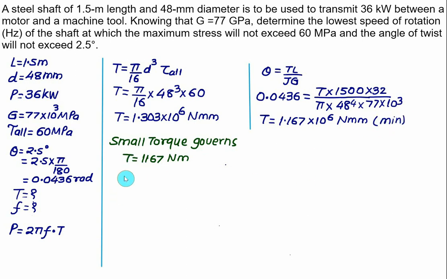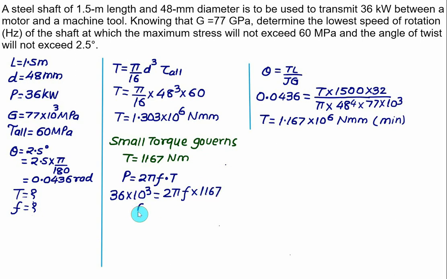Now the torque is final. Once the torque is final we can use the equation of power. Power is given as 36 kilowatts, so we have 36 into 10 to the power 3 watt, equal to 2 times pi multiplied by frequency f. Torque you have to use in Newton meter, which is 1167. Solve this to find out the value of f. You will get f equal to 4.91 Hertz. So you require a frequency of 4.91 Hertz.